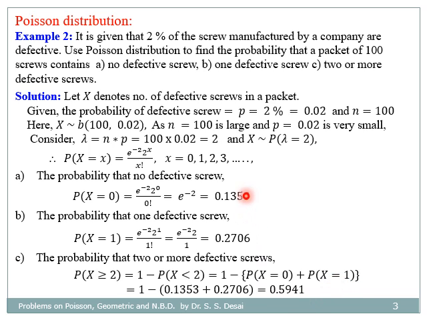From the first two bits, we substitute probability that X is equal to 0 and probability that X is equal to 1, and it gives us 1 minus the sum of these two probabilities, and finally we get the final probability as 0.5941.